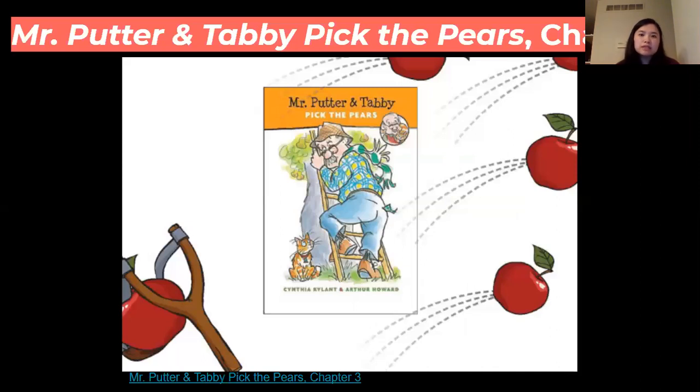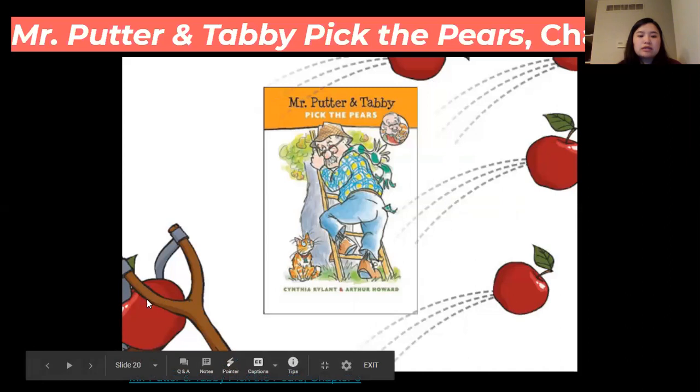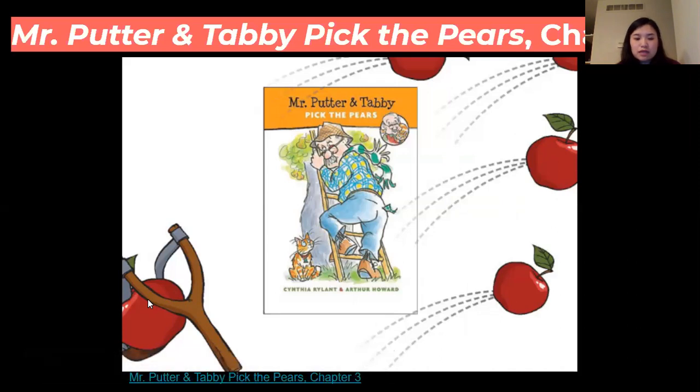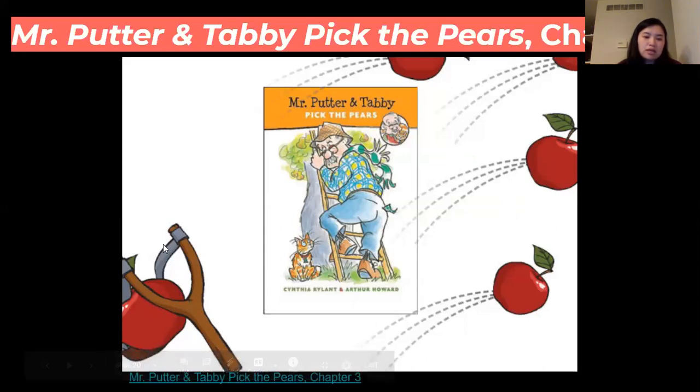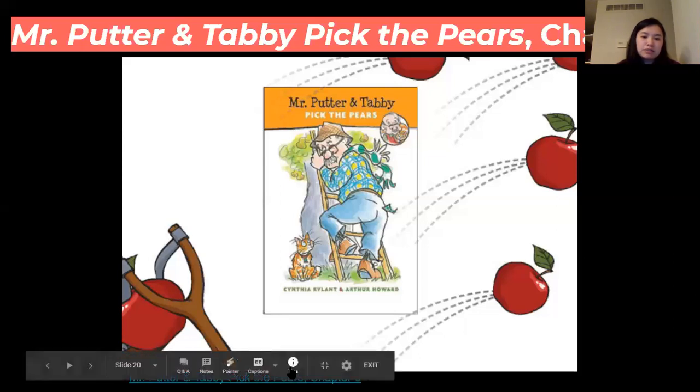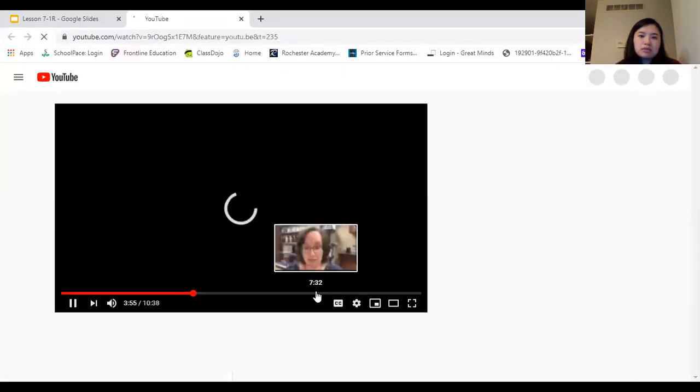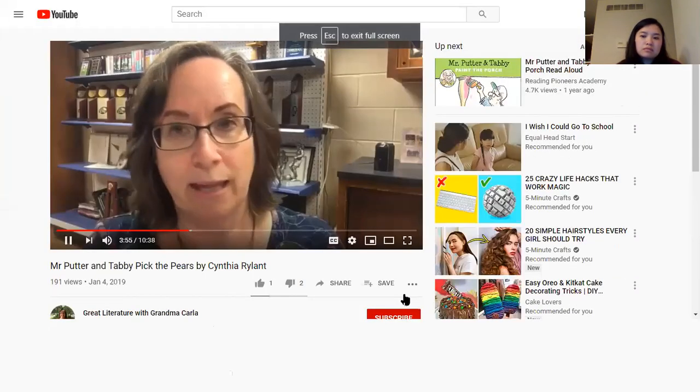All right, Mr. Putter and Tabby Pick the Pears, and we are now in chapter 3. Look at the cover and also look at the drawings that are included along the border. And you'll notice this right here, this object is called a what? Wow, you're right. I heard someone, yeah, slingshot. So it's a stick, and then it has a piece of cloth attached to it. Let's see how Mr. Putter uses that tool. Chapter 3.